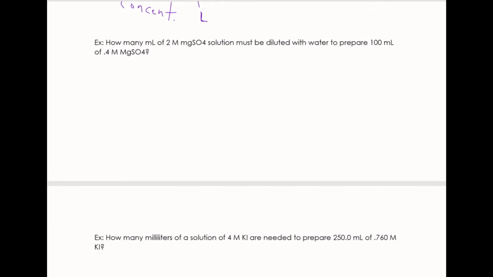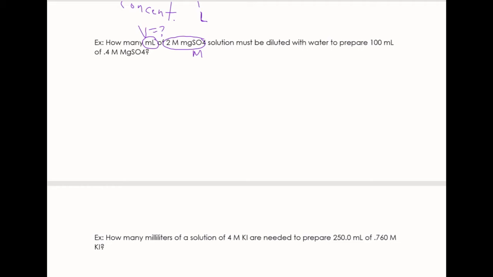Okay, so let's look at a couple example problems. This one says, how many milliliters of 2 molar magnesium sulfate solution must be diluted with water to prepare 100 milliliters of 0.4 molar magnesium sulfate? Okay, so whenever I start these problems, I always like to label everything that's in there. So the first thing here is going to be our volume. That's what we're looking for. It says how many milliliters. It also gives us 2 molar magnesium sulfate. That's going to be a concentration.